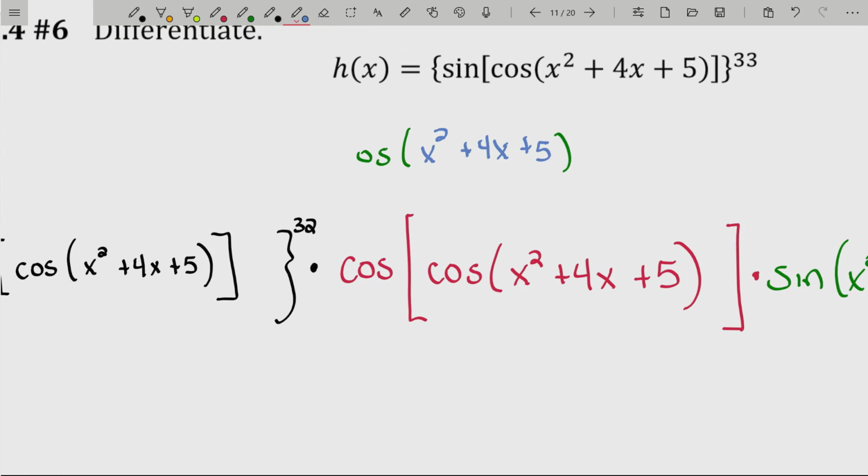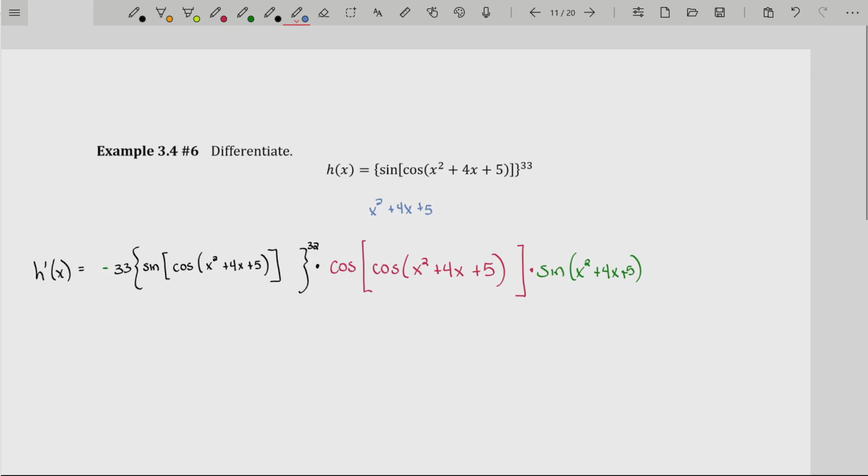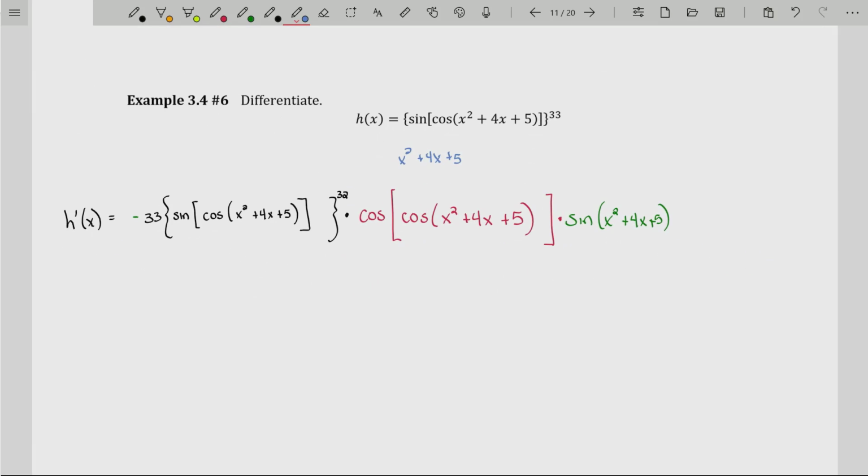I want blue. I'll delete my cosine. I've taken that derivative. Now I'll attach to that derivative the derivative of its interior, which is the derivative of that blue ink, which is a quantity 2x plus 4. I would not ask you to simplify that because there's just no way you can. But that is the full derivative of h.